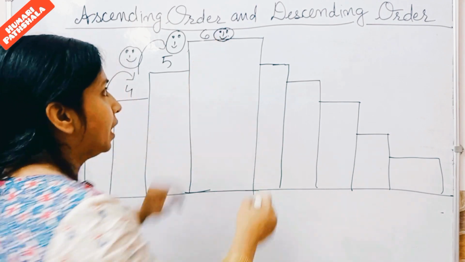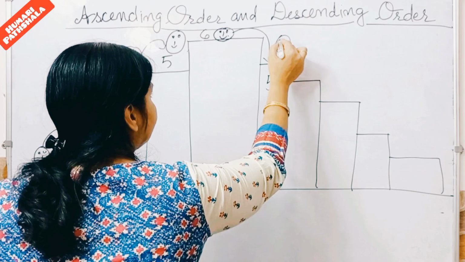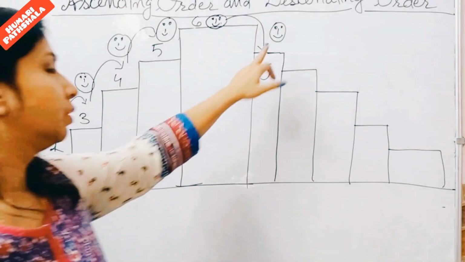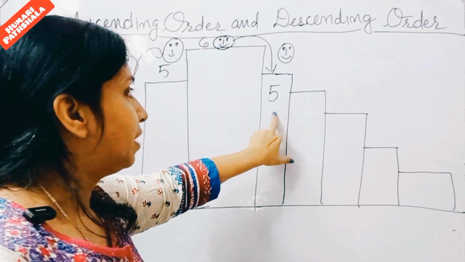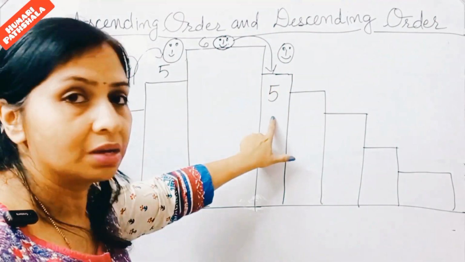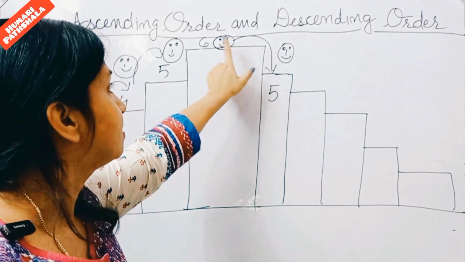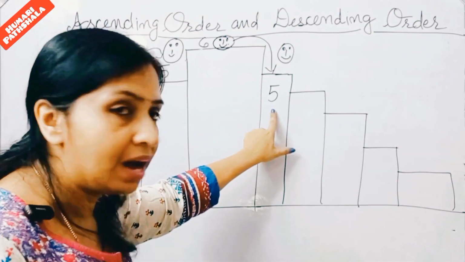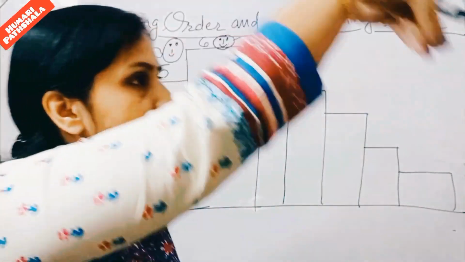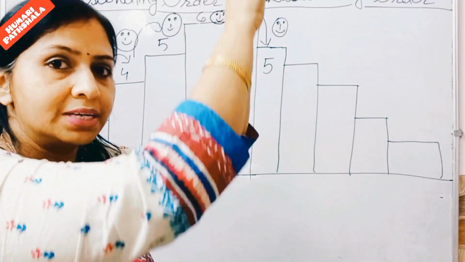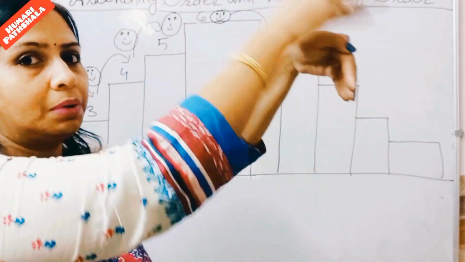Now I have to climb down here at step number 5. Step number 5 takes me one step lower than step number 6.